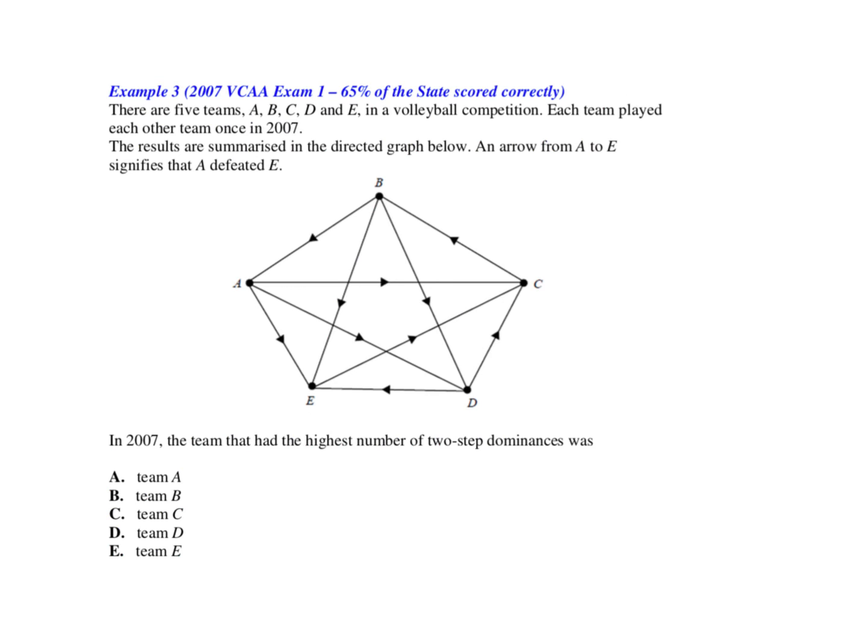Okay, there are 5 teams, A, B, C, D, and E, in a volleyball competition. Each team played each other once in 2007. The results are summarised in the directed graph below, and an arrow from A to E signifies A defeated E. In 2007, the team with the highest number of 2-step dominance. They just want 2-step dominance.